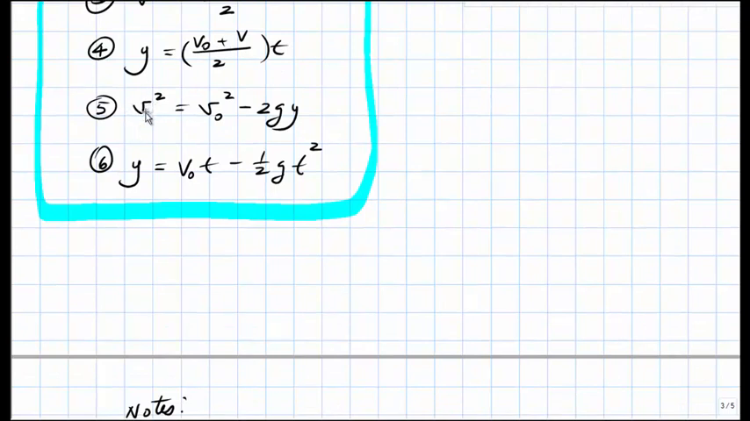This is our last chance. Equation number 6, let's see if that'll work. We do know the y-coordinate just before we strike the ground. We know the initial velocity. We always know the value of g. This is the equation that we'll be using.